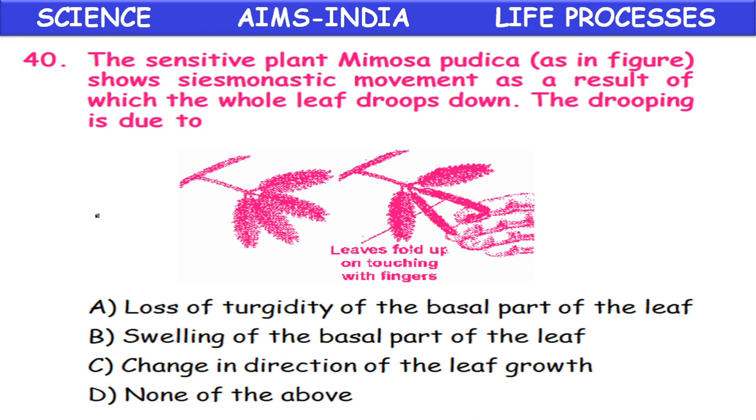Loss of turgidity of the basal part of the leaf, swelling of the basal part of the leaf, change in the direction of the leaf growth, none of the above. It is the loss of turgidity. Okay, the loss of turgidity of the basal part of the leaf, they drop down.